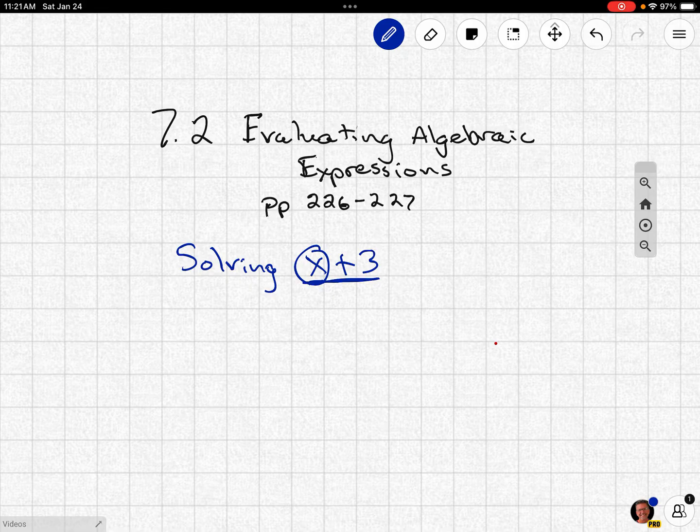So here we go. We're up towards the top of 226. Letter A says Simon has x marbles and Cynthia has 3 marbles. How many more marbles does Simon have than Cynthia? Well, Simon has this many marbles. We're going to call it x. And then it says Cynthia has 3 marbles. And how many more does Simon have? So that means Simon must have more. So we can put 3 right here, and we're finding out how much more x is than 3.